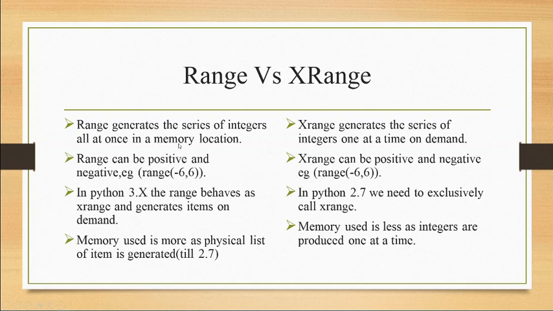Range works differently in 2.7. It will generate all the numbers at once in a memory location. Whereas if we need xrange to work, we need to generate range on demand, that is, one by one, we need to call xrange explicitly in 2.7. Memory used is more as a physical list of items is generated. This is only till Python 2.7, because after that range behaves as xrange, and memory used is less as integers are produced one at a time.